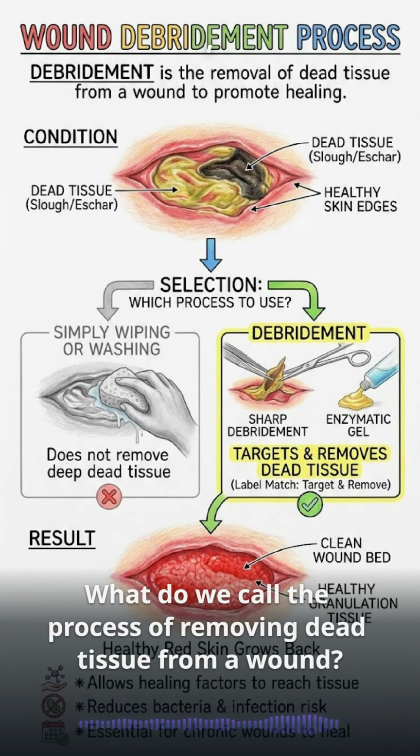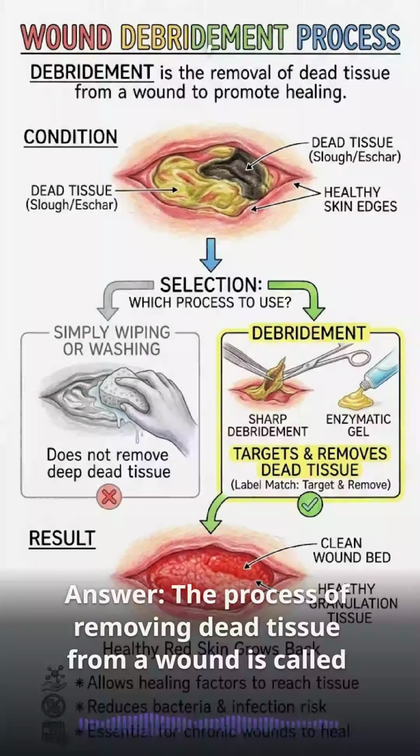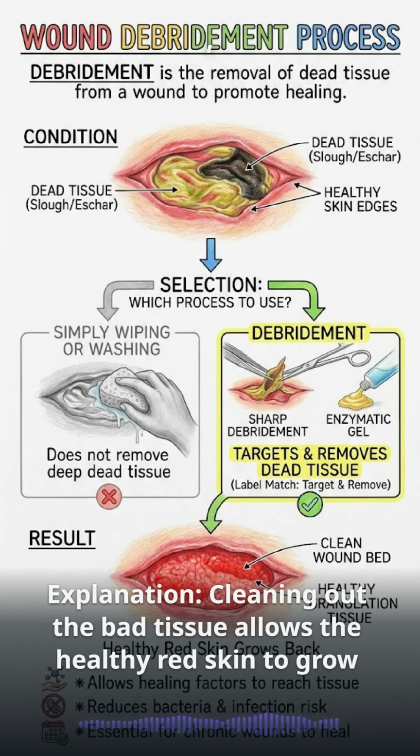39. What do we call the process of removing dead tissue from a wound? The process of removing dead tissue from a wound is called debridement. Cleaning out the bad tissue allows the healthy red skin to grow back.